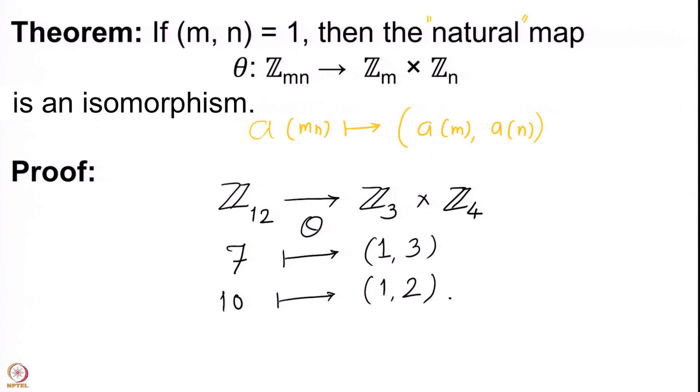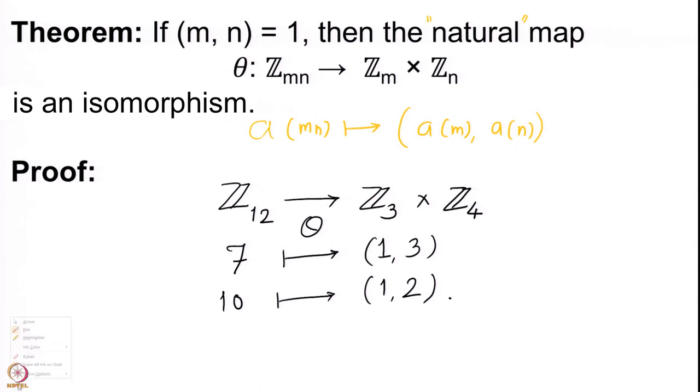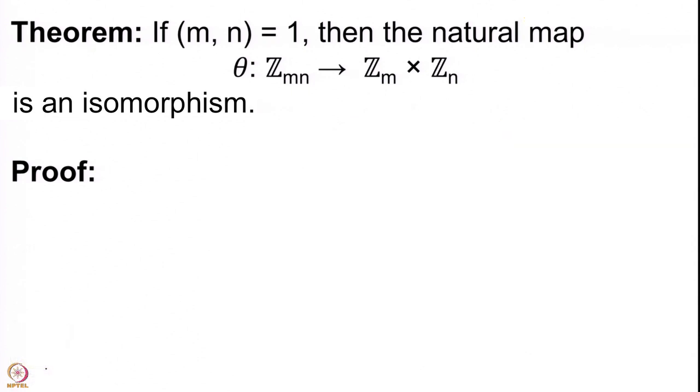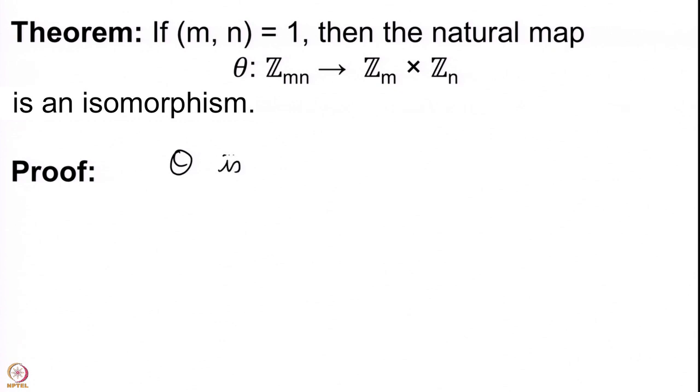Natural map has a very well defined meaning in mathematics, but let us not go into that right now. What we mean here is the most natural map that one could think of given the whole situation. Okay, so, this is our natural map. We need to make one observation: the map theta is a ring homomorphism.